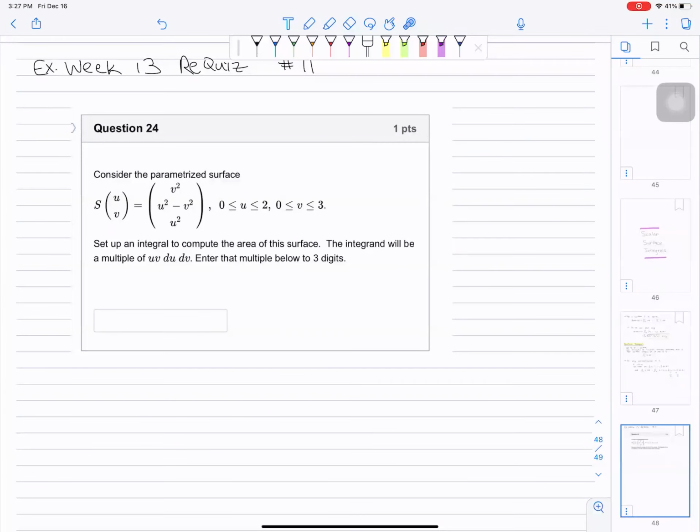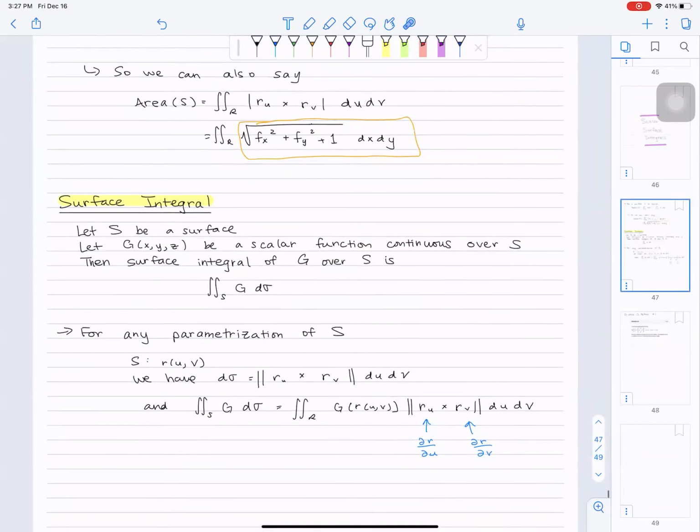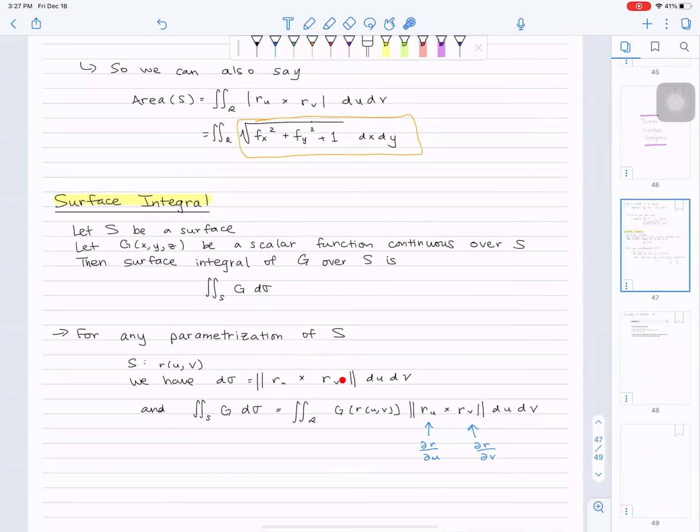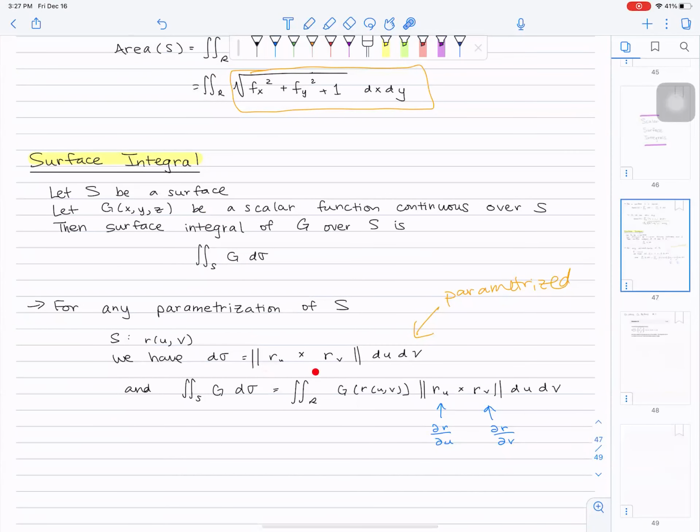So we have a surface which they've parameterized. Someone sent me a chat about the cross product version, this version. Oh yeah, this is very true. Thank you, person who sent me the message. You can only use this formula if you have a parameterized surface. So if you have a surface and you decide to parameterize it, or if they've given you the parameterized version, you want to use the cross product way.